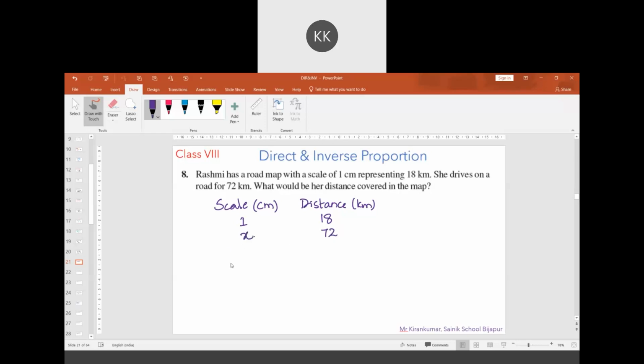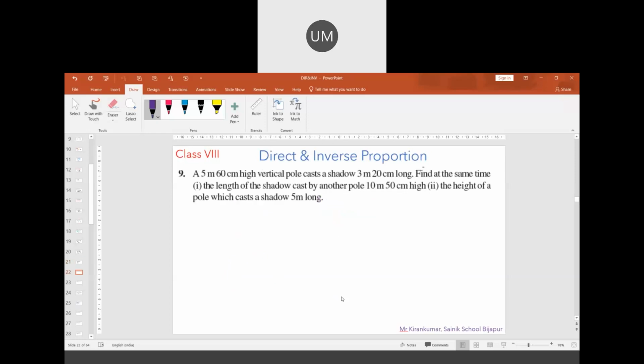So 1 by x is equal to 18 upon 72, which is equal to 1 by 4. So 1 by x is equal to 1 by 4, so x is equal to 4. So we get 4 in terms of centimeter. 4 centimeter. It's very easy.